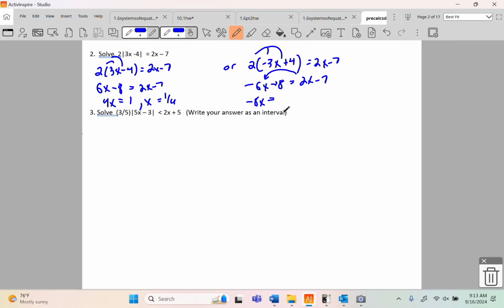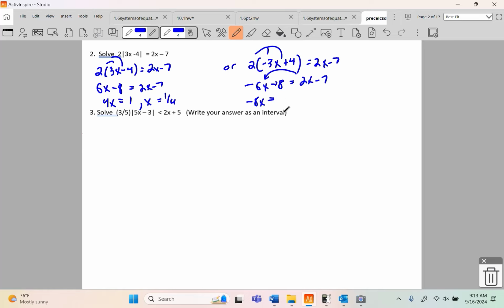All right, the next one has an inequality. I'm not going to let it bother me. I'm really not. I'm going to kind of do the same thing. I have 3/5 of 5x minus 3 less than 2x plus 5. Or I have 3/5 of negative 5x plus 3. And this time, still less than 2x plus 5.